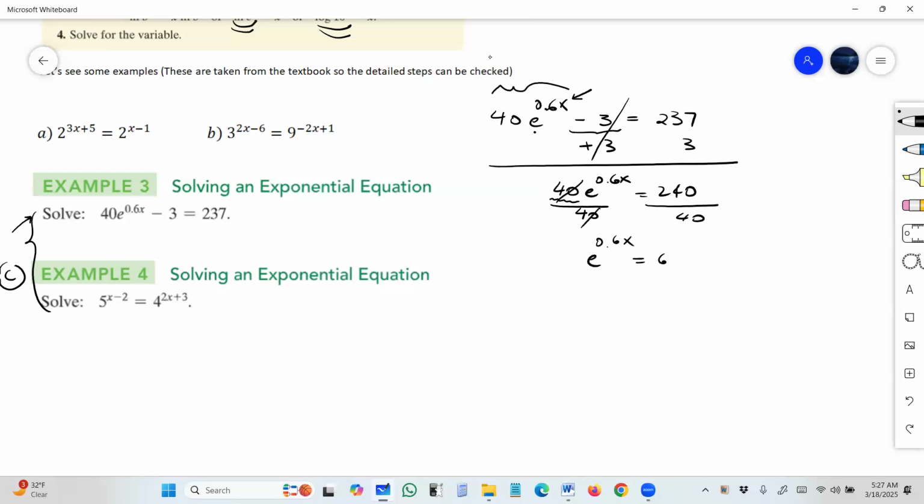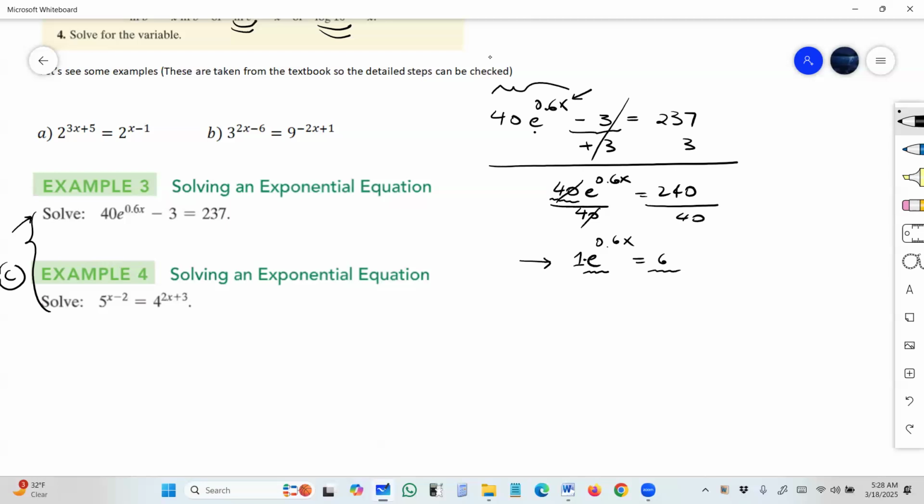And that is 6. It's easy enough. Okay, so now this is really our starting point where I have a base. I have just the number 1 multiplying here. I have an exponent. I have something on the other side. Now, this base cannot be made the same as the number 6 or vice versa.